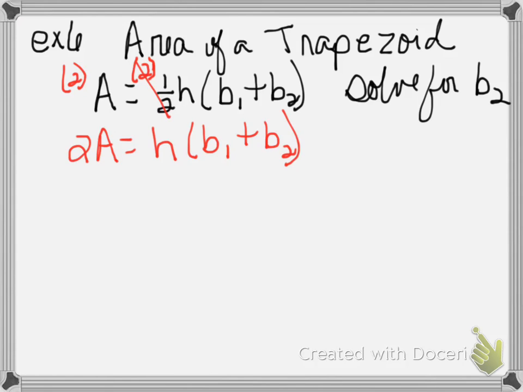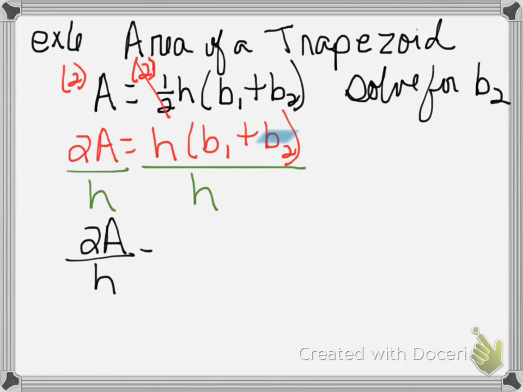Then we're going to get rid of the h. We're multiplying h times that whole parenthesis, so to get rid of it, we're going to divide by h. And then you just get the parentheses, and you don't have to enclose it in parentheses anymore. Our goal is to get b2 by itself, so we have to get rid of the b1. We're adding the b1, so to get rid of it, we're going to subtract.